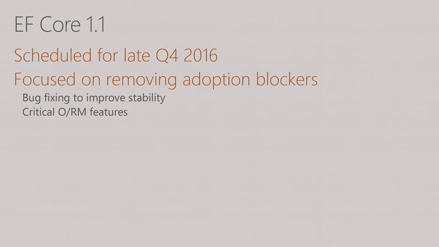EF Core 1.1 is scheduled for Q4 of this year, so coming out in the coming months. It's focused on making it easier for people to adopt EF Core. There are still some missing features, some big ones that people need, so we're looking at doing as many of those as we can. And then also fixing a lot of bugs. Obviously, V1 products inherently have bugs in them, so we're trying to fix a lot of them.